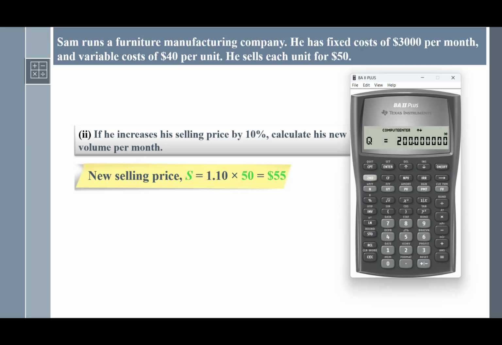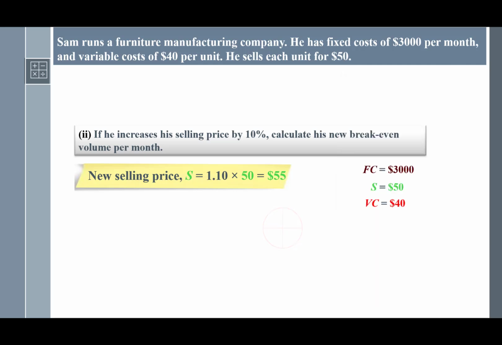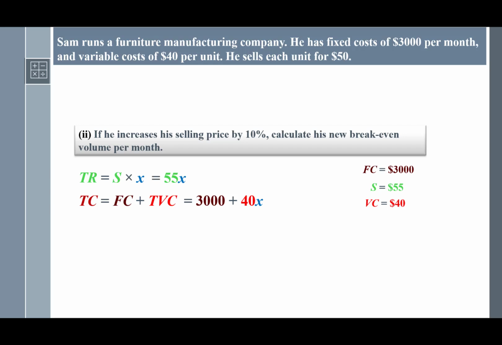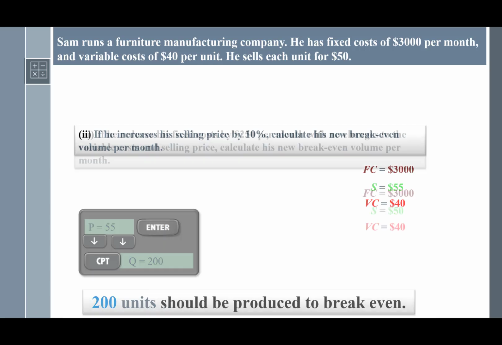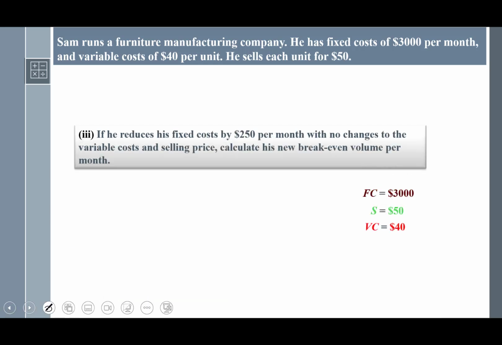So you can see I don't have to clear the work. All I have to do is change the selling price, go find the new break-even point. Okay, so that's using the formula. We're not looking at the formula. Using the calculator, that's the only thing I need to change. Okay, third part. If he reduces his fixed cost by $250 with no changes to the variable cost and selling price, what's the new break-even volume per month?